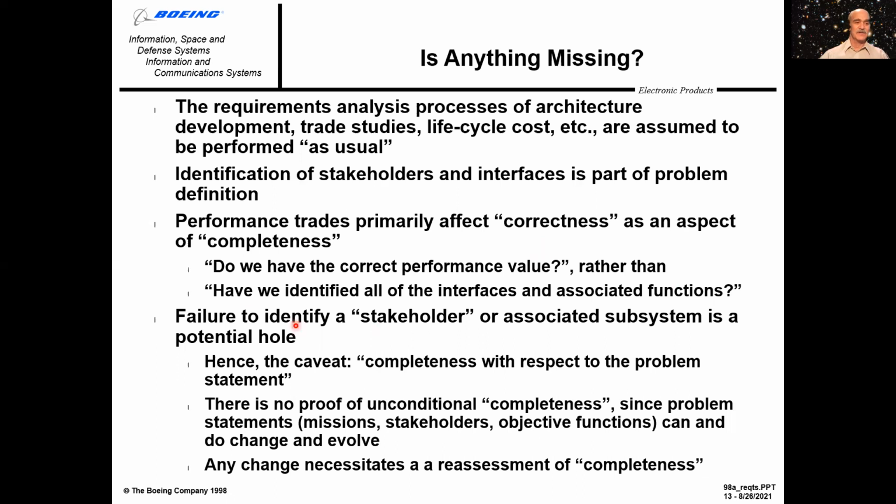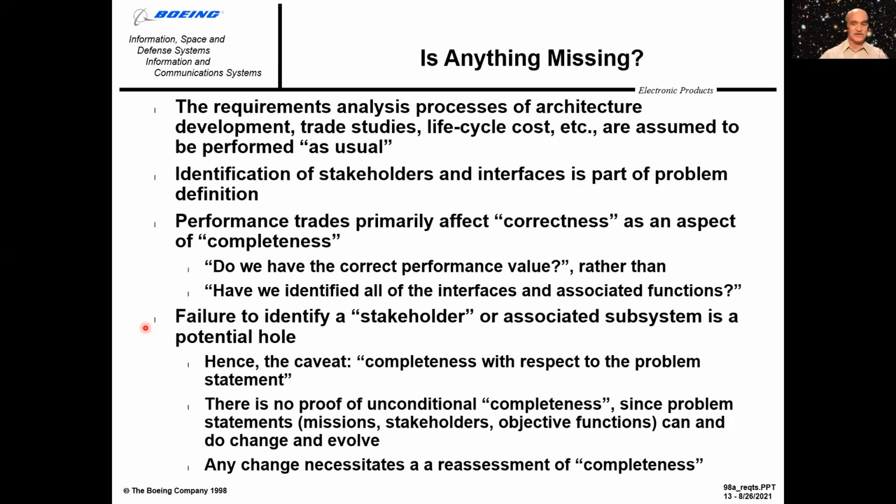It is important to understand that the failure to identify a stakeholder up front or any associated subsystem is a potential hole in the analysis. And that's the hardest part of this process. In the 2004 paper of the same topic, we talk about that in more detail, because this is hard. And it really is a choice. Hey, do I want to include that particular stakeholder in the problem definition or not?